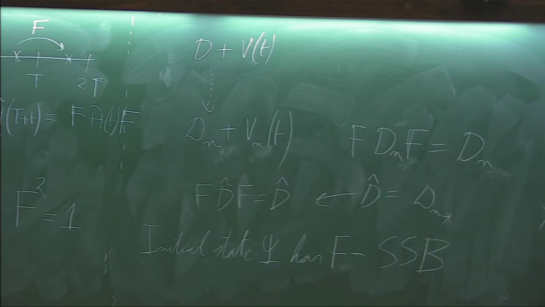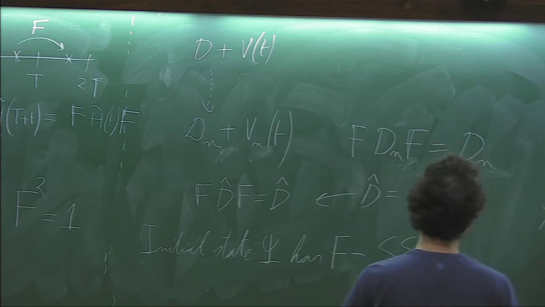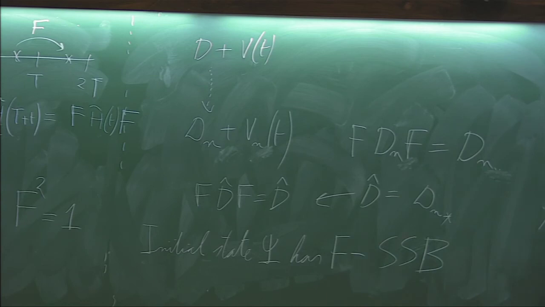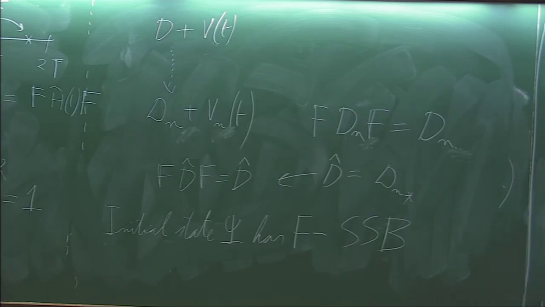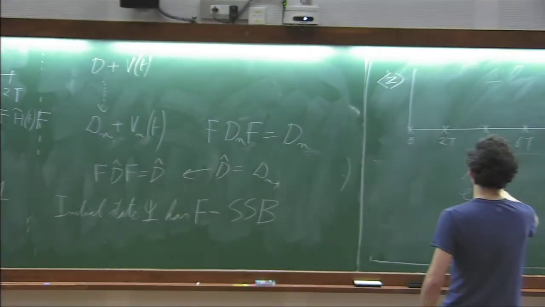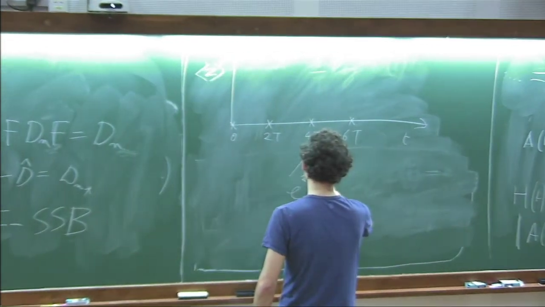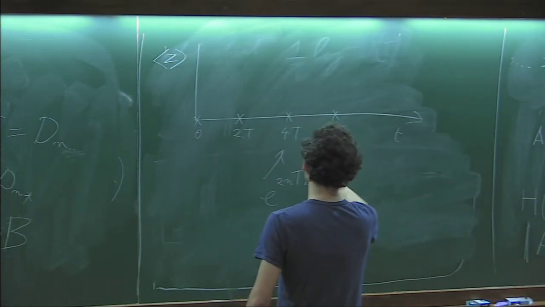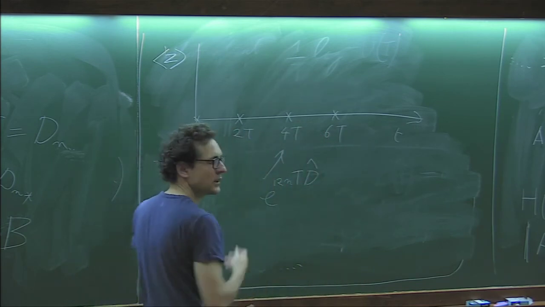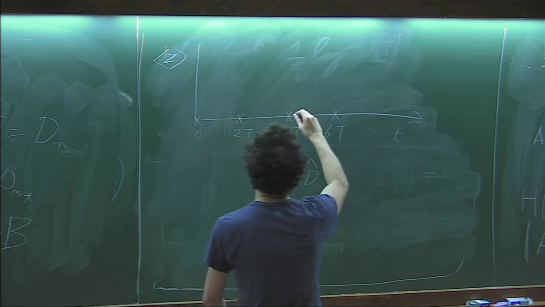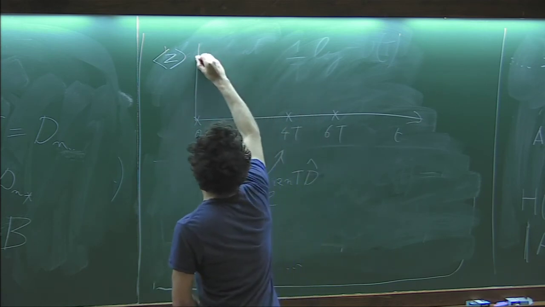Fine. So the order parameter here is z for that symmetry, right? And as already said, this is 2t, this is 4t, those are the even stroboscopic times. At the even stroboscopic times, we are basically evolving with 2nt d hat. Right, so we had this symmetry broken state. Well, we're just continuing with that Hamiltonian. So we keep that state, right?